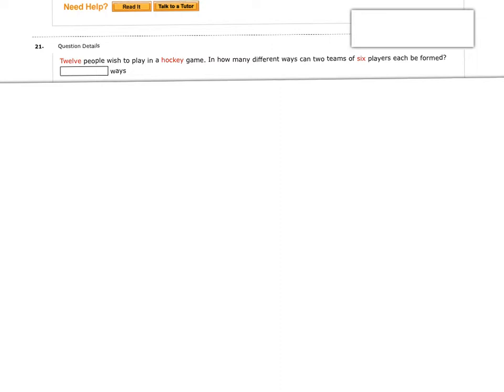All right, next up it says 12 people wish to play a hockey game. How many different ways can a team of 6 players be formed? This is going to be a combination because it doesn't say that order matters. We're just trying to get people on a team. So I would just say it's 12C6, and you can type that in the calculator.